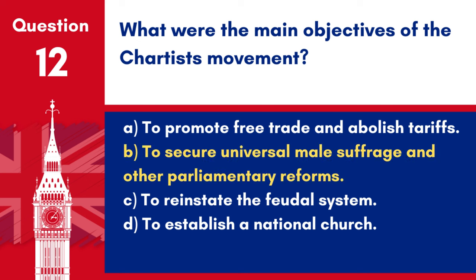Answer. B. To secure universal male suffrage and other parliamentary reforms. The Chartists aimed for significant democratic reforms, including the right to vote for all men, payment for members of parliament, and the secret ballot, among others.